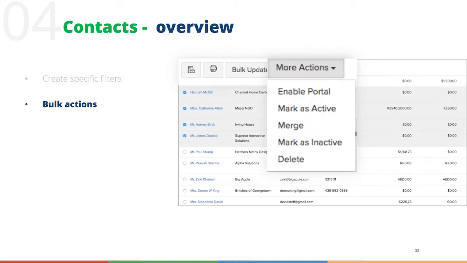You could also merge contacts when you have duplicate contacts in your Zoho Books account. Duplicate contacts are nothing but the same contact created more than once. This can occur when you sync your Zoho CRM contacts or when another employee creates the same contact again.